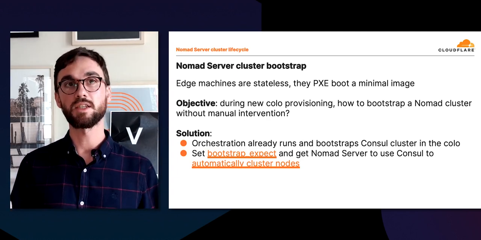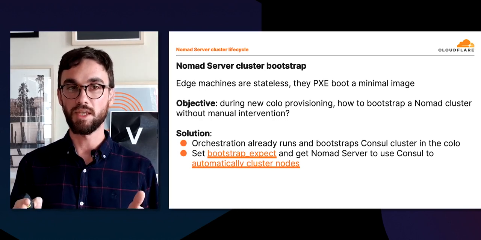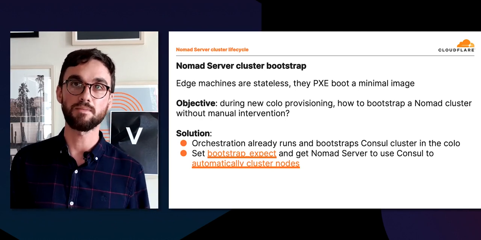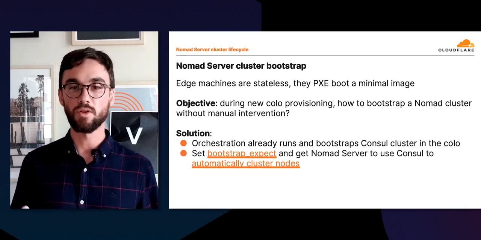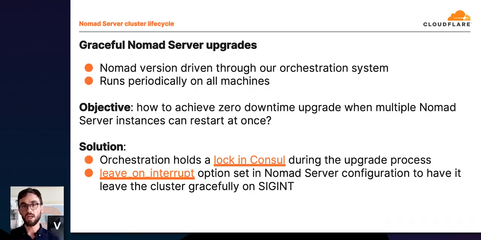They advertise themselves to the Consul cluster, and once we hit the correct number of instances we expect, as set by the bootstrap_expect parameter in the Nomad server configuration, the Nomad server is then ready to go without any manual intervention needed. Part of the lifecycle of the Nomad server clusters that we have deployed in all those locations is upgrading the Nomad version, just to stay on top of all the new features which are getting released every month, or even more frequently sometimes.